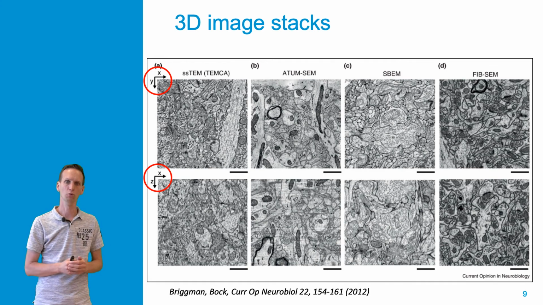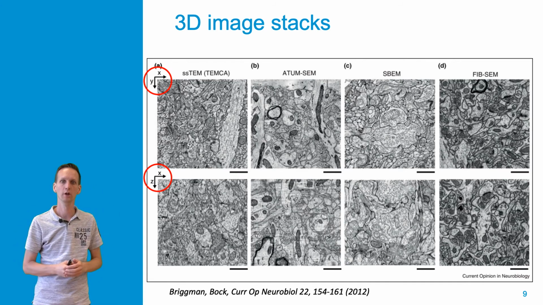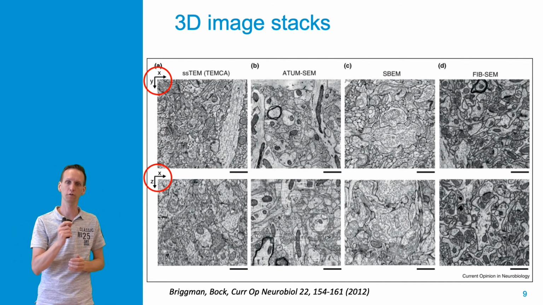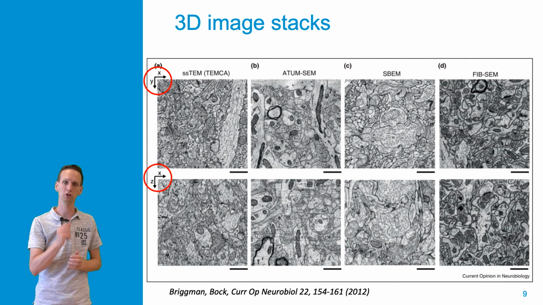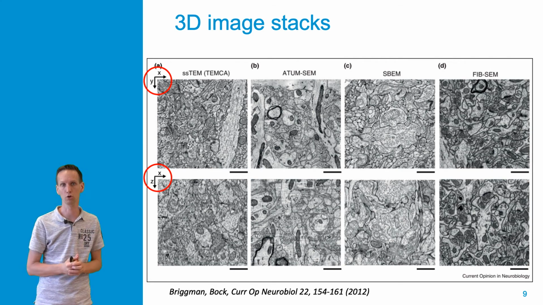Now the lower row depicts the XZ images, so this comes from stitching the images below each other. And we can now clearly see in the first three images, so the serial section approaches and the block face, that the resolution in Z is limited, while the FIB-SEM image in XZ looks much more smooth due to the high resolution along the axis. So remember that it's nearly isotropic resolution.